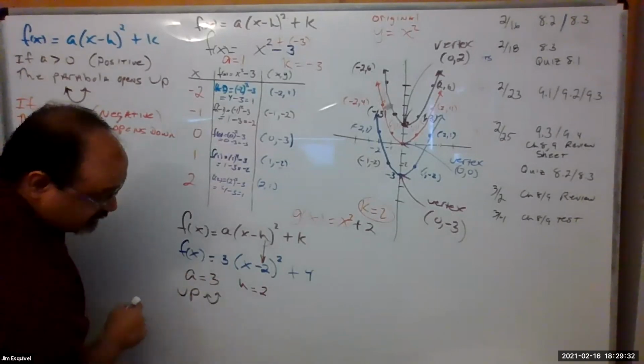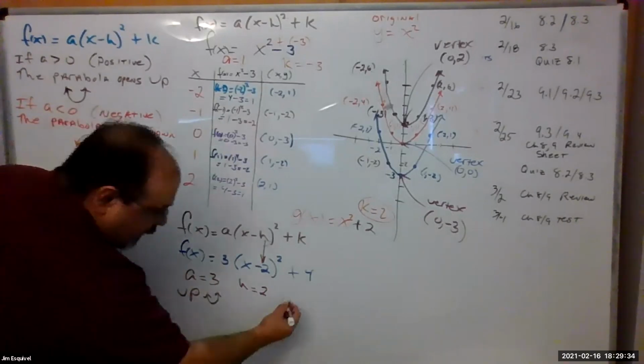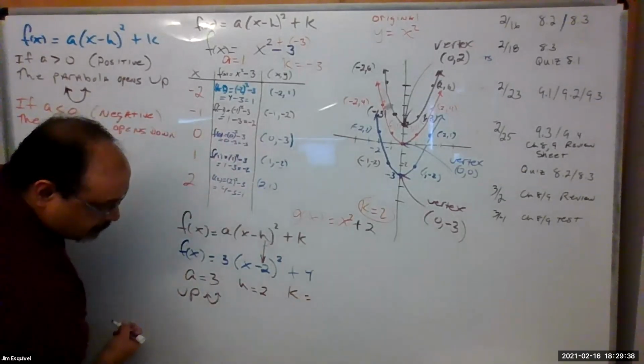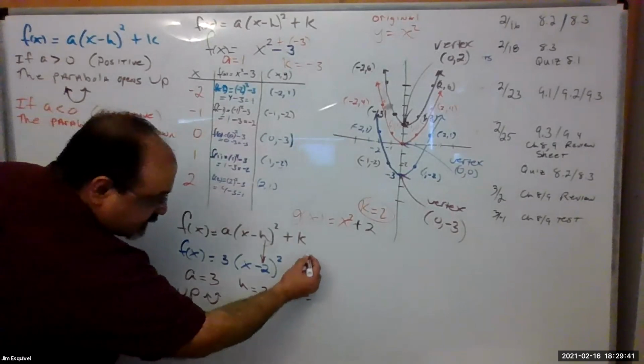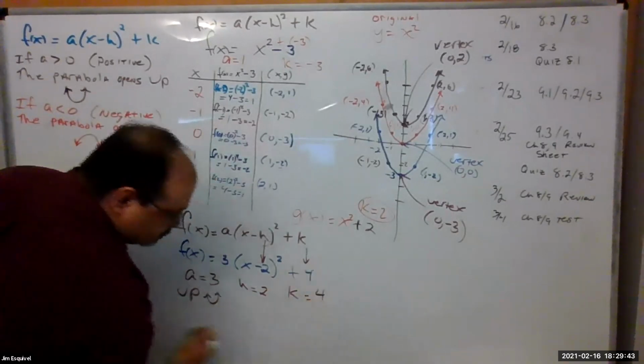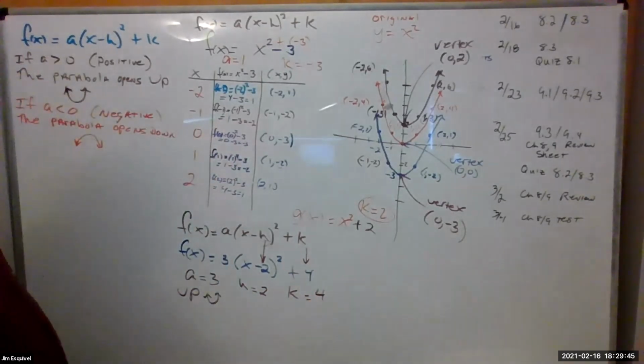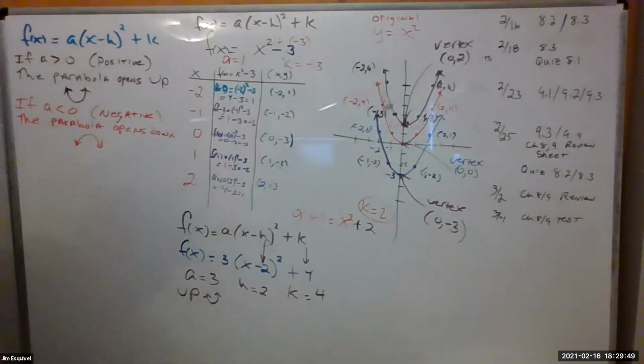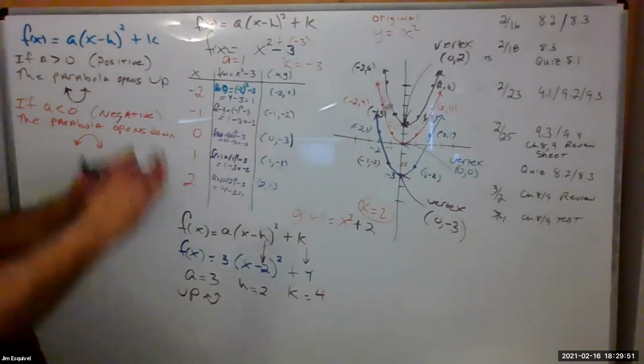I'm going to come back to this in a second. And what is K? It's 4. K is exactly +4. All right. This is huge.